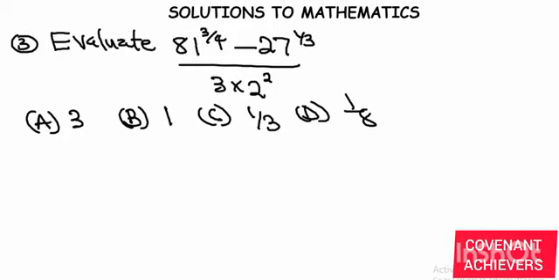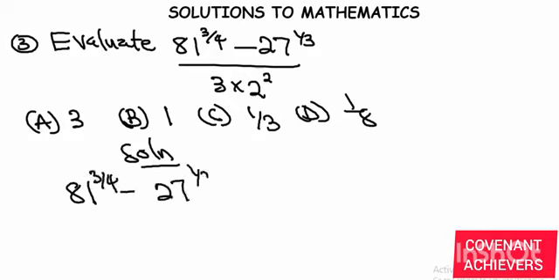Okay, now let's see how we answer this question. Looking at the solution, 81 raised to power 3 over 4 minus 27 raised to power 1 over 3, divided by 3 times 2 raised to power 2. So firstly, we have 81 raised to power 3 over 4 minus 27 raised to power 1 over 3, then divided by 3 times 2 squared.